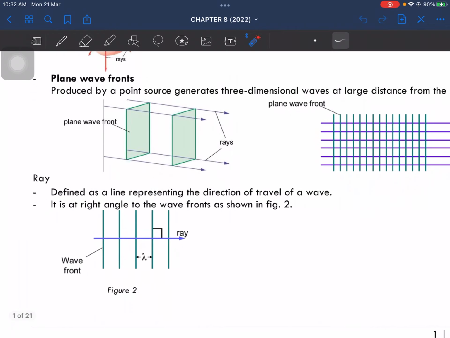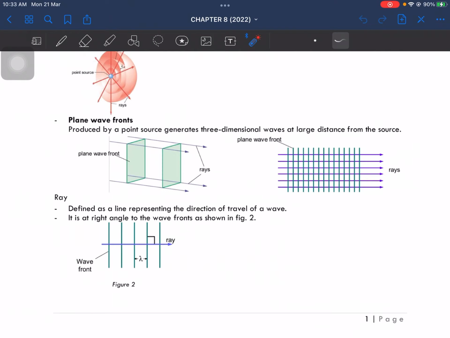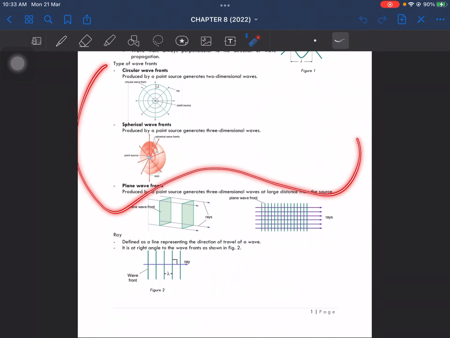Now we also have what we call a plane wavefront. This one is produced by a point source which generates a three-dimensional wave at a larger distance from the source. So it is further away from the source. That is what we call a plane wavefront. So that is basically the types of wavefronts.